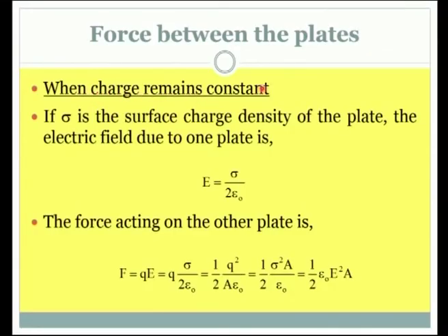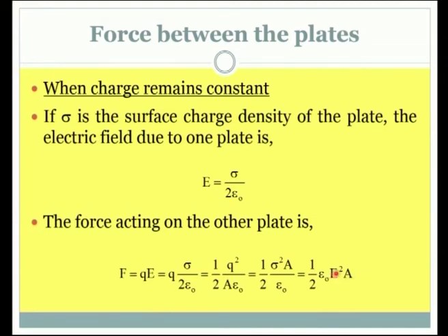When the charge remains constant, what will happen? If sigma is the surface charge density of the plate, the electric field due to one plate is given by this expression. The force acting on the other plate, we know, is Q times the electric field. So, we substitute for the electric field. And what is sigma? Sigma is charge per unit area, right. So, we write it like this. This Q is also brought in, so it becomes Q square, and further modifications bring us to epsilon naught E square A, right.